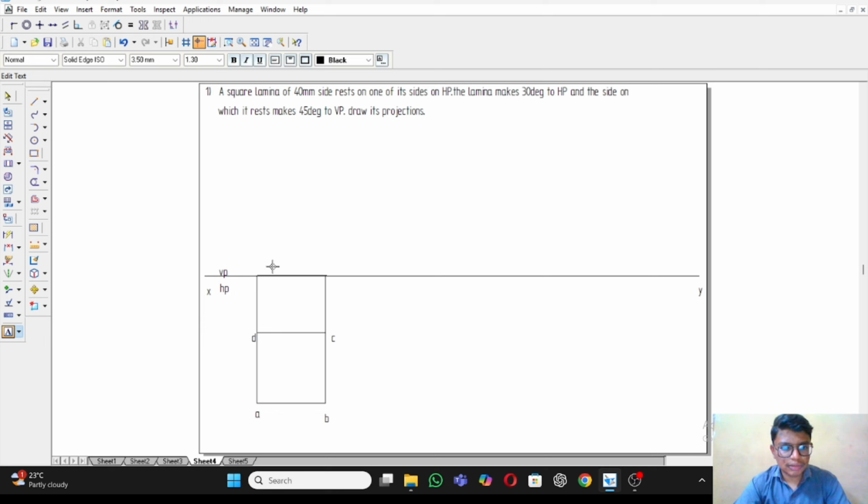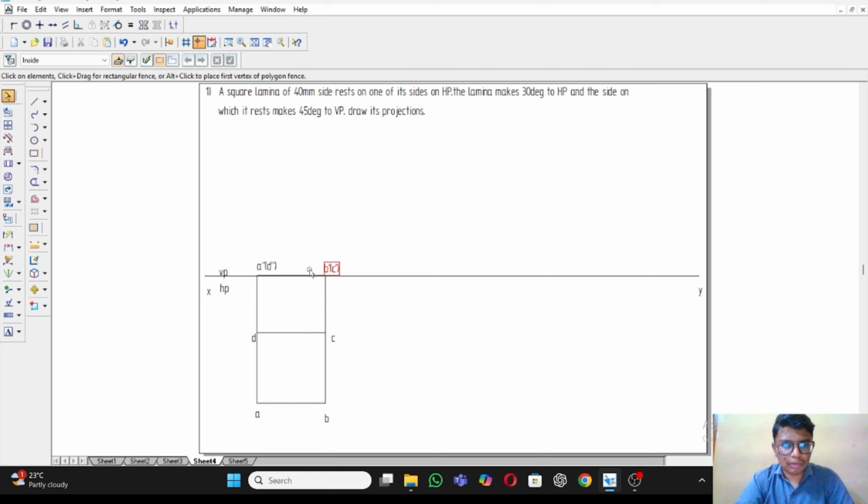Now let's name the above part of the HP. A dash is visible and D is not visible. D dash is not visible. In this part also, B dash is visible and C dash is not visible. Now this completes our first projection.